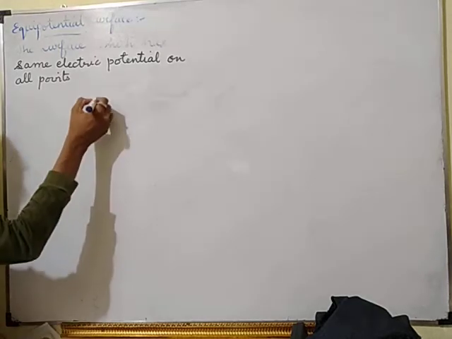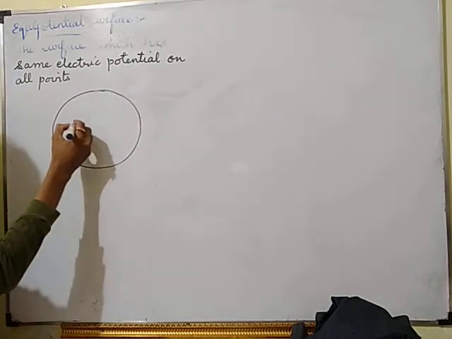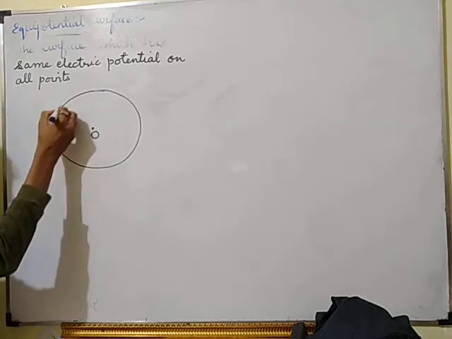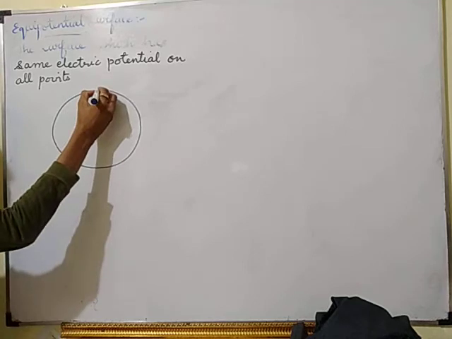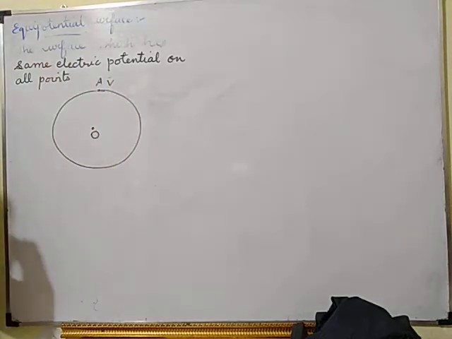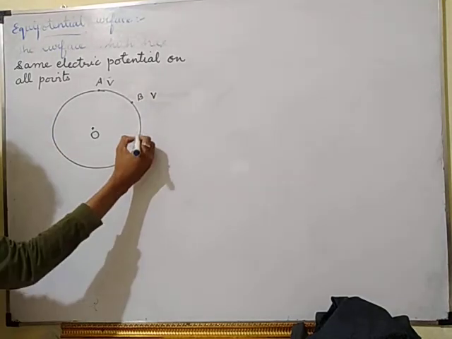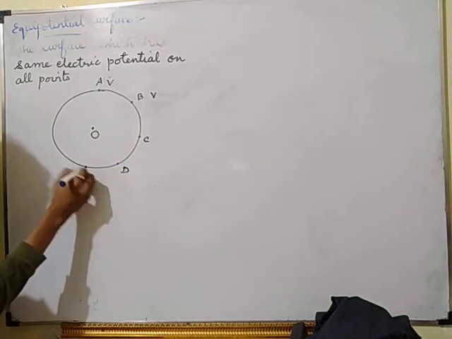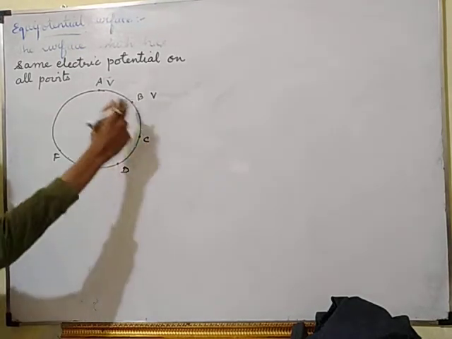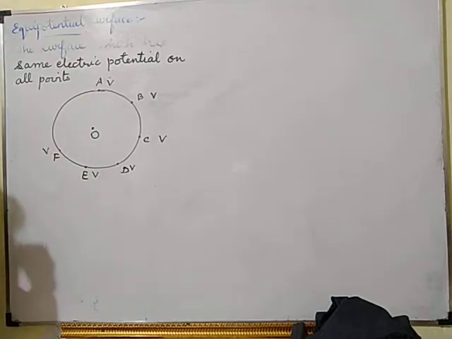For example, I am taking one sphere. The center of the sphere, I am marking it as O. This is the surface of the sphere. I am taking this point A. This point will have one electric potential value V. And I am taking another point B. This will have the electric potential value V. Similarly C, D, E, F, like that many points I am taking on the surface. So all the points on the surface will have the same electric potential. Then this surface we can say is an equipotential surface.